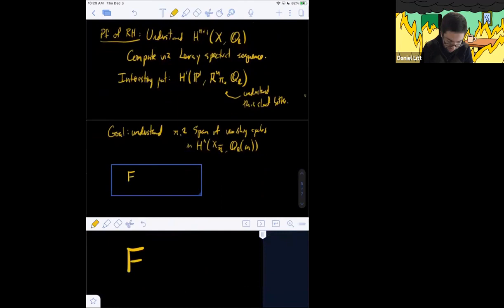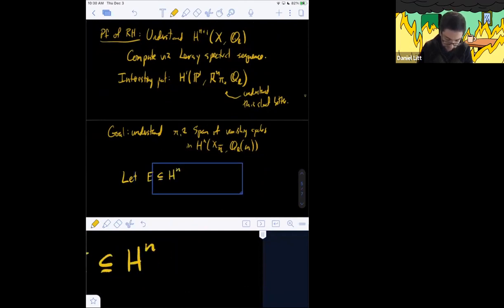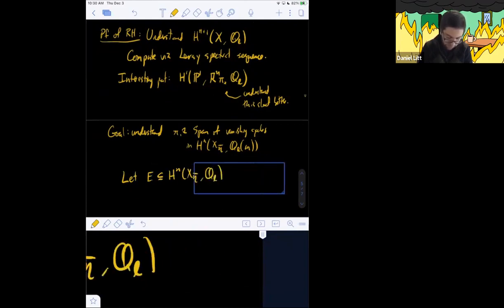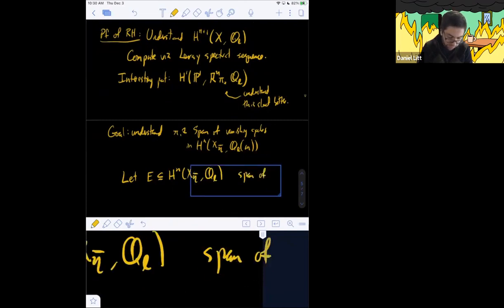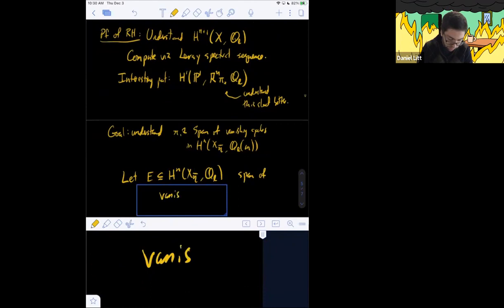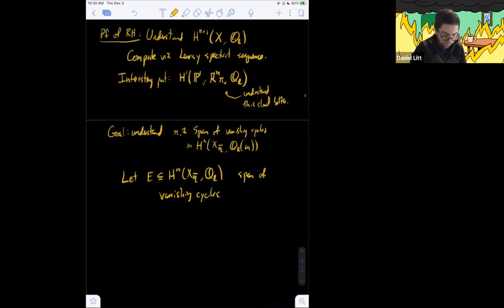Okay. So I'm going to let E, a subset of H^n(X_η̄, Q_ℓ), be the span of the vanishing cycles. Okay, so there's a little bit of something funny here. The vanishing cycles live in H^n of X_η̄ with Q_ℓ(M) coefficients. Because η̄ is an algebraically closed field, Q_ℓ(M) is just the same as Q_ℓ, well, once you choose a generator of Q_ℓ(M).